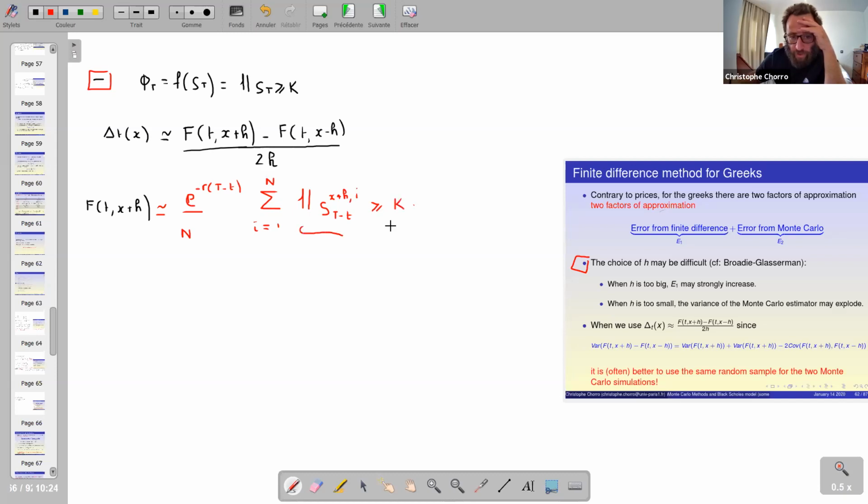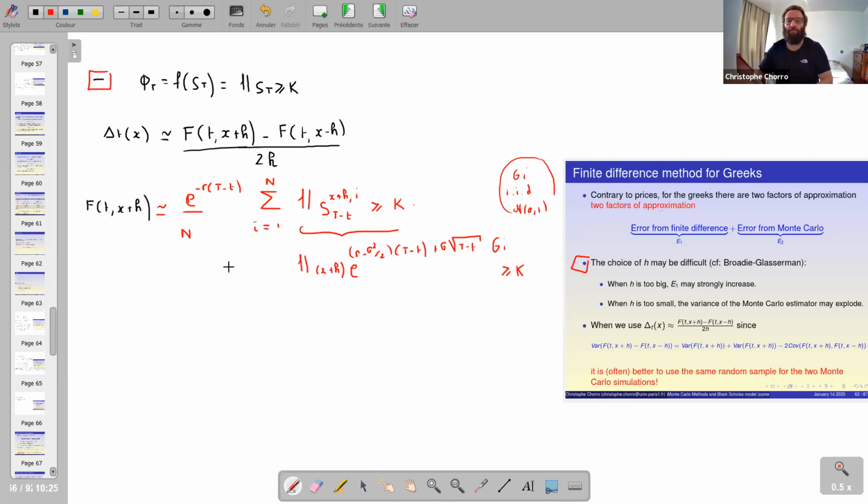So something that I can write this way. I consider independent realizations, but knowing the dynamic, it will be the indicator function of (x+h) exponential of ((r minus sigma squared over 2)(T-t) plus sigma square root of (T-t) G_i) greater than K, where the G_i are i.i.d. N(0,1), from the fact that I am in the Black-Scholes model. So I have this.